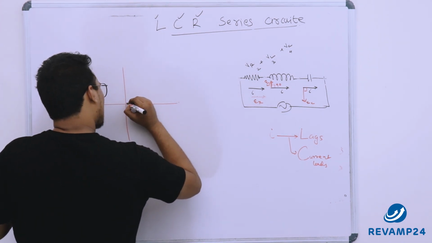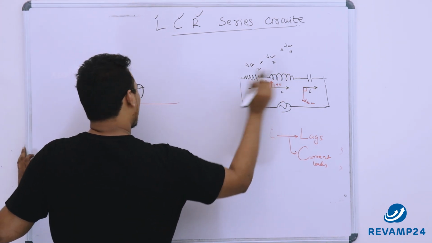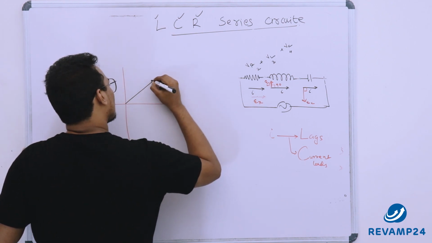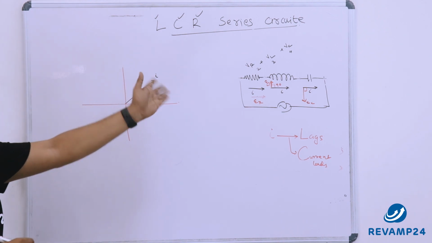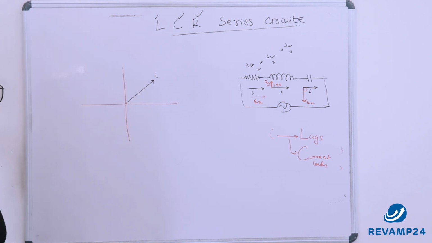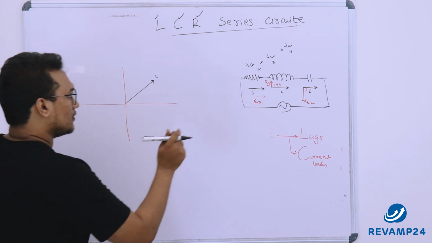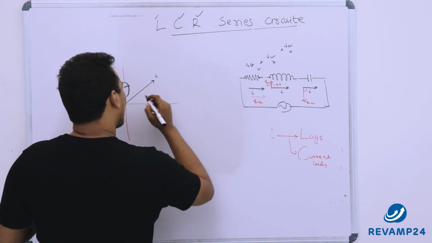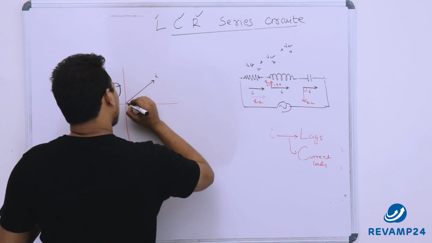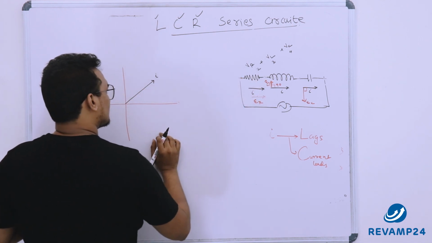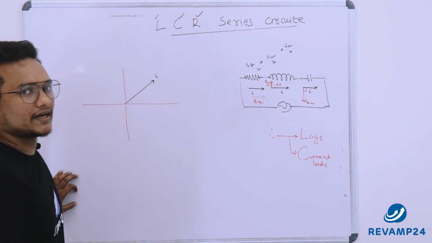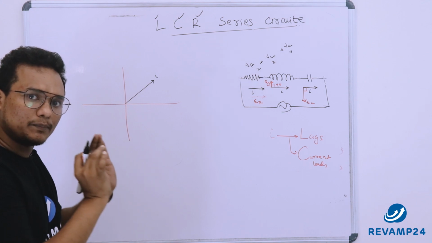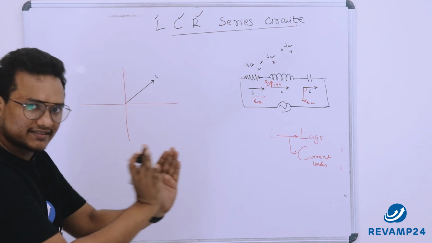Now first I will consider current because that is the common thing here. So this is my current I, Im sin omega t plus phi or minus phi, whatever it is. Now we know that in resistance, voltage will also be in the same direction. Potential difference across resistance would be in the same direction as that of current. Direction means both will be in phase. The phasor would be in the same direction.